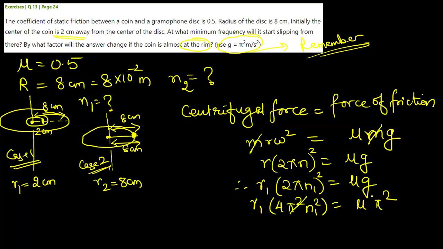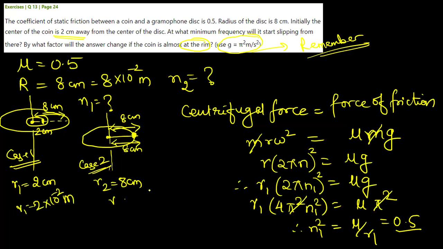Now see, this will be very helpful. The value of g which is given to you is very helpful because pi square cancels. So what you are left with is n1 square equal to only mu upon r1. That's it. Mu is given in the question, r1 is also given. So mu is 0.5, r1 is 2 centimeter. You have to convert 2 into 10 raised to minus 2 meter. r2 will be equal to 8 into 10 raised to minus 2 meter.